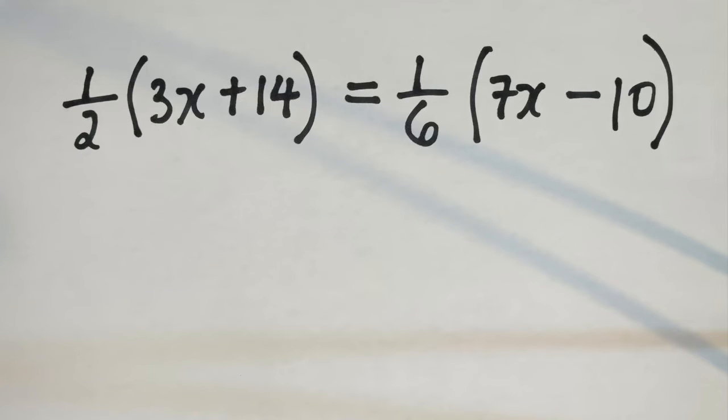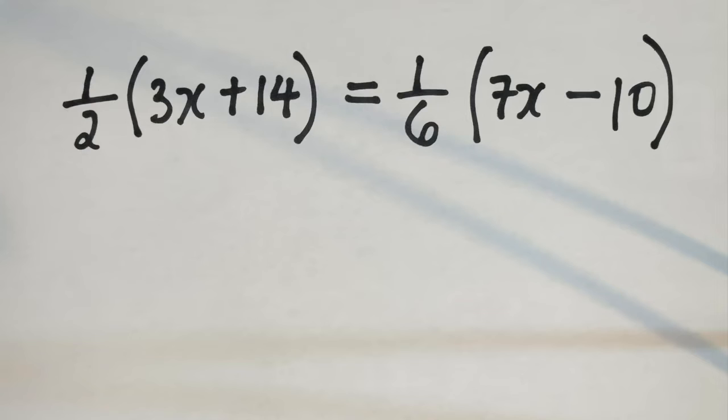You could start by eliminating the fractions or by distributing across parentheses. Just know that if you eliminate the fraction, you'll still distribute across parentheses. You can choose whatever way you want for whatever question you get, but for this one we're going to first eliminate the fraction. In order to eliminate the fraction, you have to multiply by a number that is going to change the fraction into a whole number.